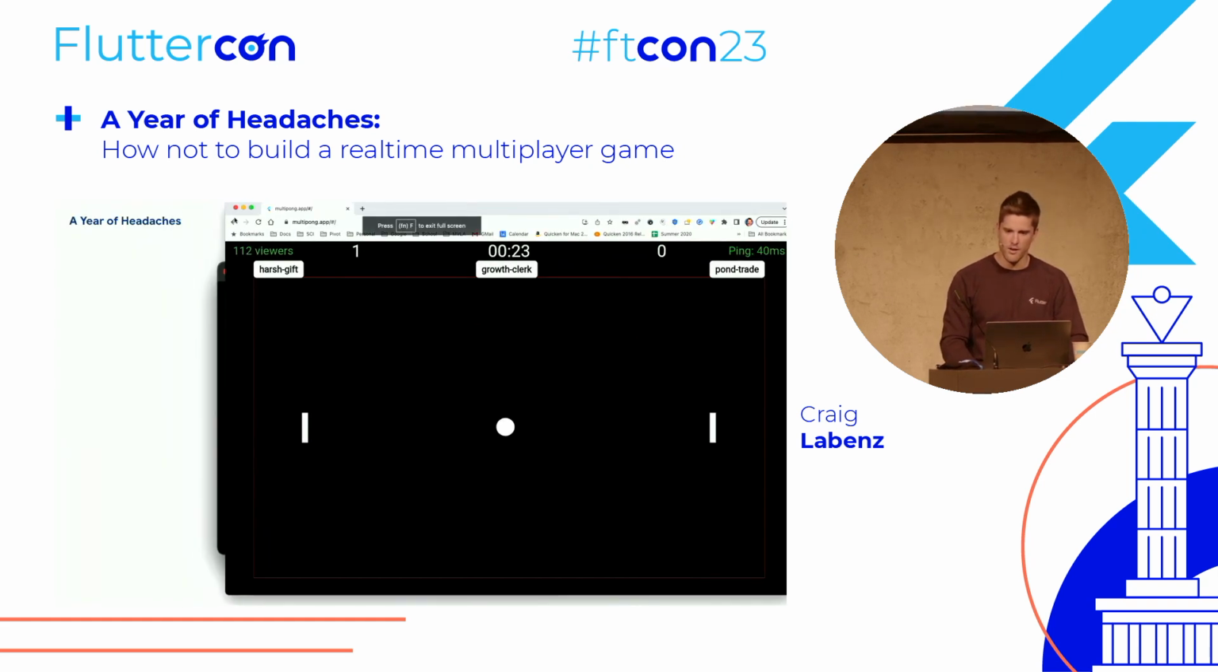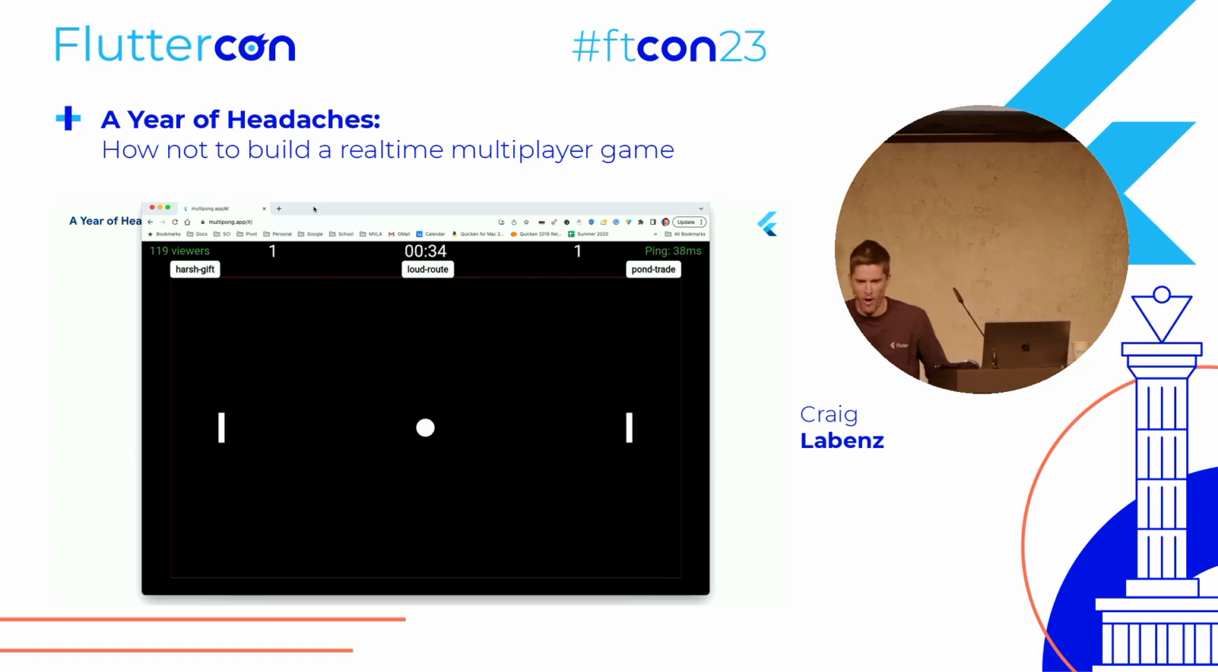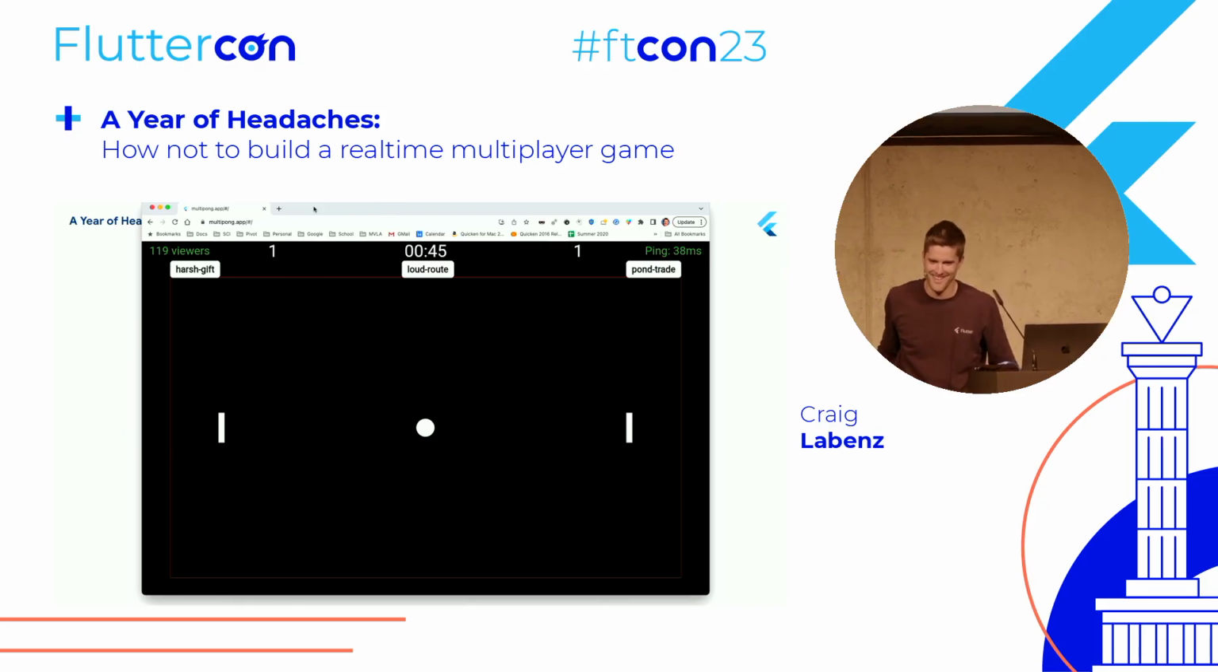Okay, here we go. Oh, we've got a lot of viewers. I've never load tested past only a few connected clients. So we've got Harsh Gift battling Pond Trade. Harsh Gift rises up, blocks the ball. Oh wait, no, it glitched. None of you saw that. Let's see what happens. I've never tested above like 5 connected clients. Oh no. Everyone refresh the page. Anyway, that's Multipong. Woo!